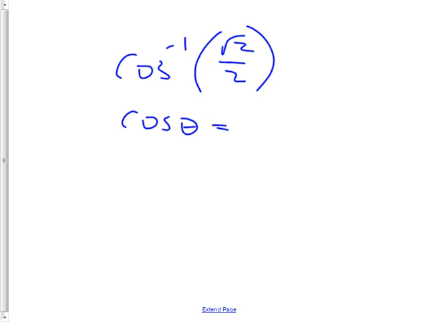All right, number 1, arc cosine of root 2 over 2. I'm going to write it as this, inverse cosine, it's the same exact thing, of root 2 over 2. And then I would start by drawing, or rewriting it, cosine of theta equals root 2 over 2.